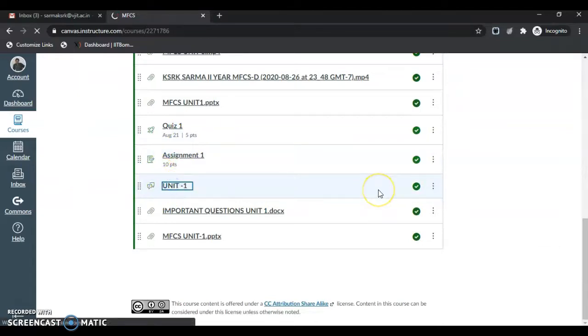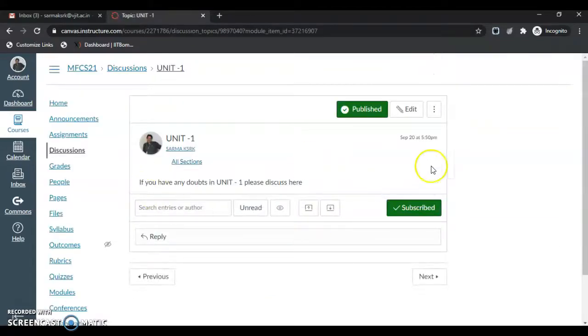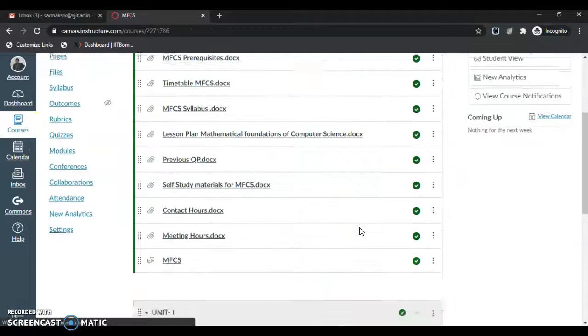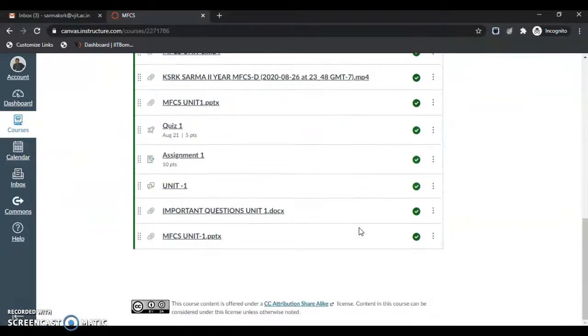Then one discussion forum for unit 1. If they have any doubts in unit 1, they can discuss here. The students can give answers apart from the meeting hours; even here they can give answers. They can discuss the topics which are a little bit difficult for them to understand.